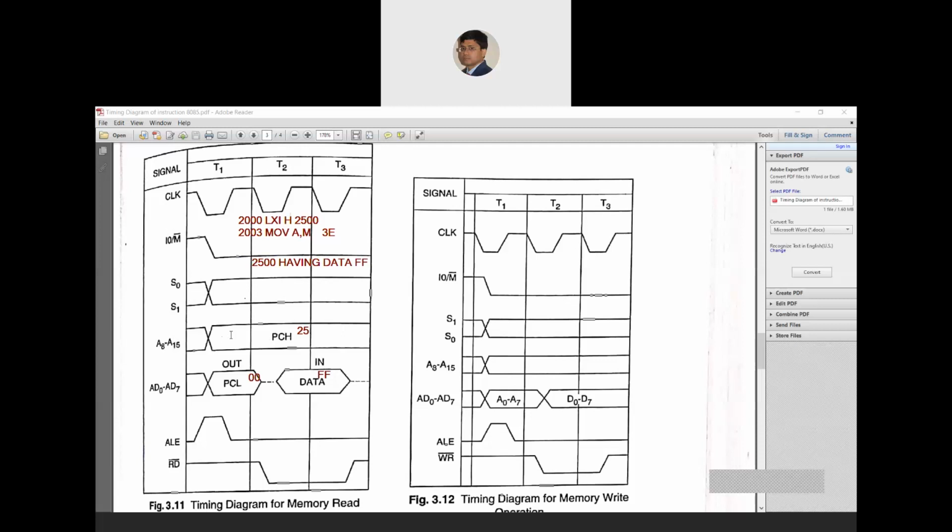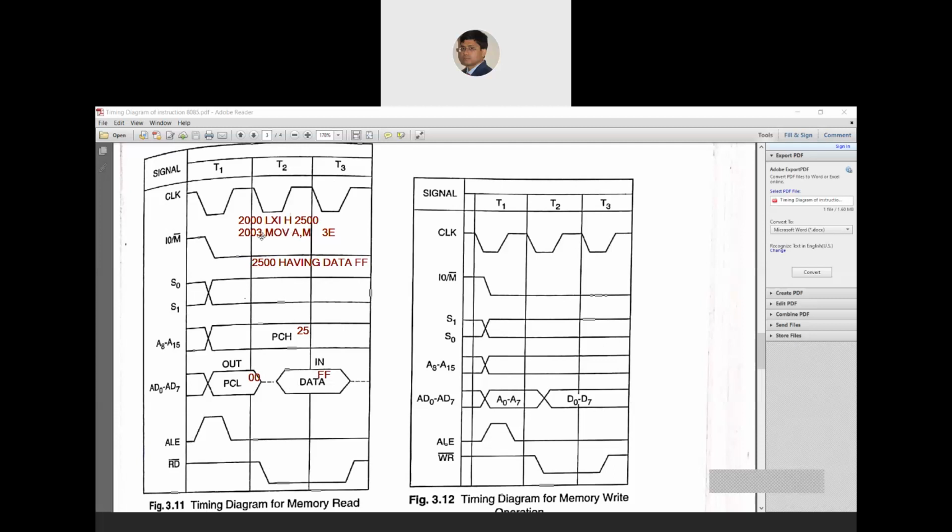For A8 to A15, it is also the same thing. Here your PCH is contained throughout the T3 state, and A8 to A15 will contain this previous state. So always you have to consider some previous state changing to the new state. Then AD0 to AD7 is the same concept. At first it is acting as an address bus, then data bus. Then ALE is initially high, then it's low, and RD bar is low as you are reading the data, between T2 and T3.